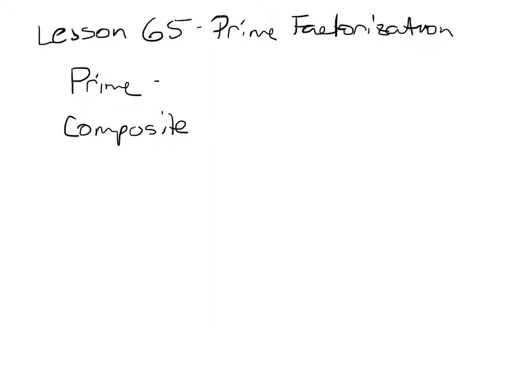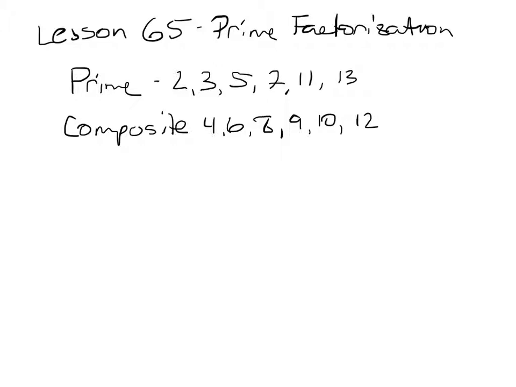Prime numbers are going to be 2, 3, 5, 7, 11, 13, and so on. They can only have two factors, whereas composites are going to be 4, 6, 8, 9, 10, 12, and so on. They have more than two factors.